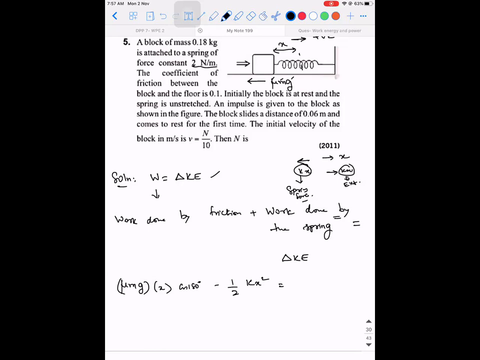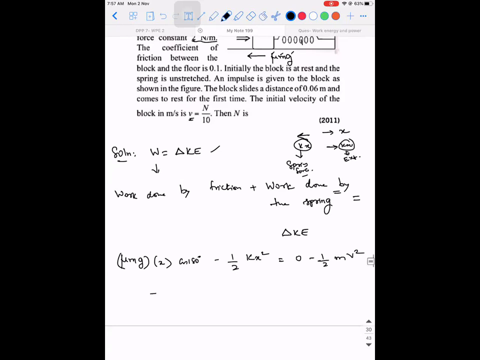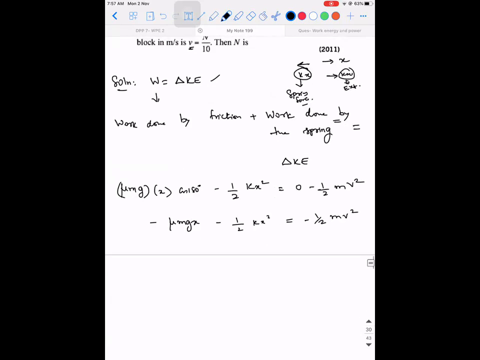Finally it is 0 because the block is coming to rest, minus initially it is half m into v square. Did you guys understand how I framed this equation? So minus mu mgx minus half kx square is equal to minus half mv square. So minus is gone. So mu mg into x plus half kx square is equal to half mv square.